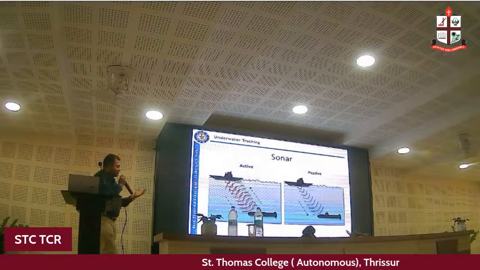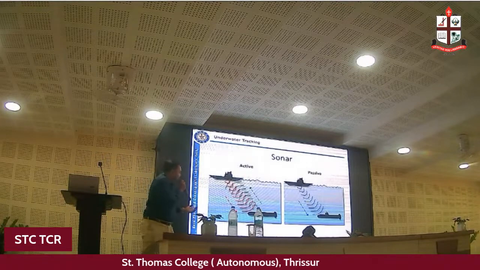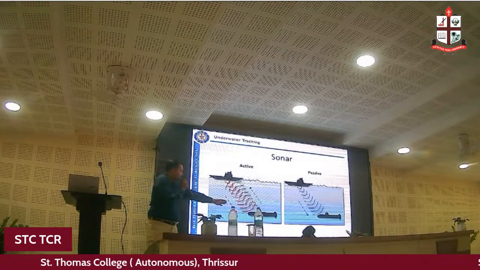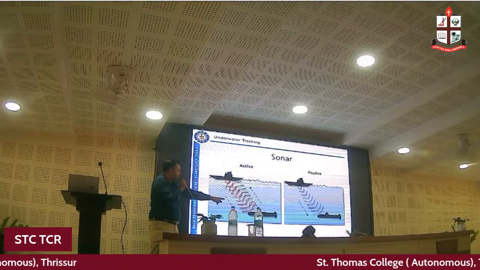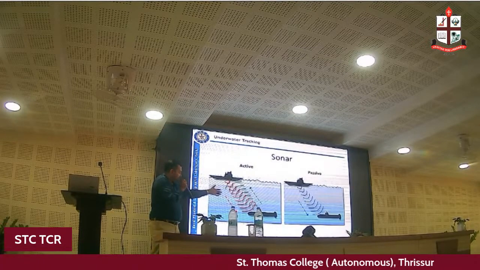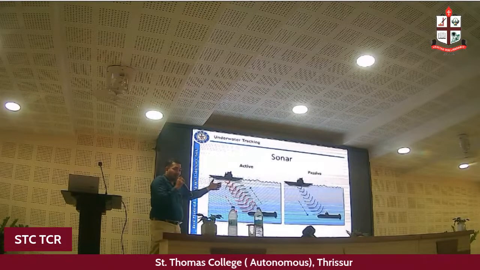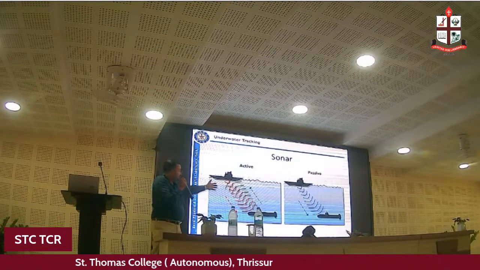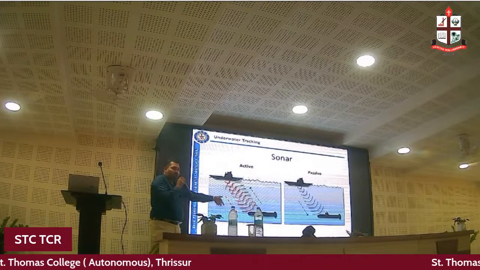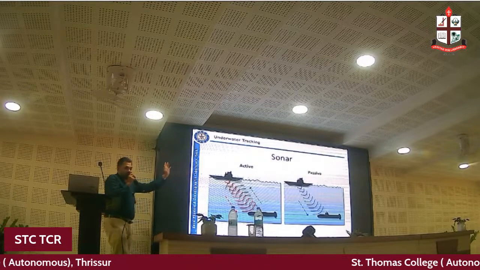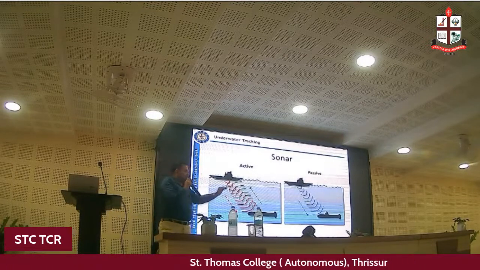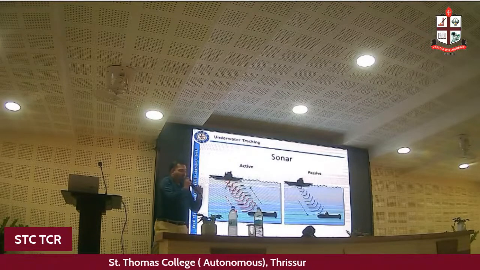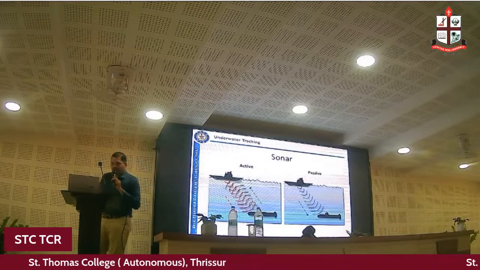Okay, so this is a pictorial representation of what I told. Suppose I am in the submarine. The green waves are the sound waves that are transmitted, if it transmits, and it gets the echo and then tries to analyze the target. And in passive mode, it will not transmit, it simply listens to the noise made by the target ship.